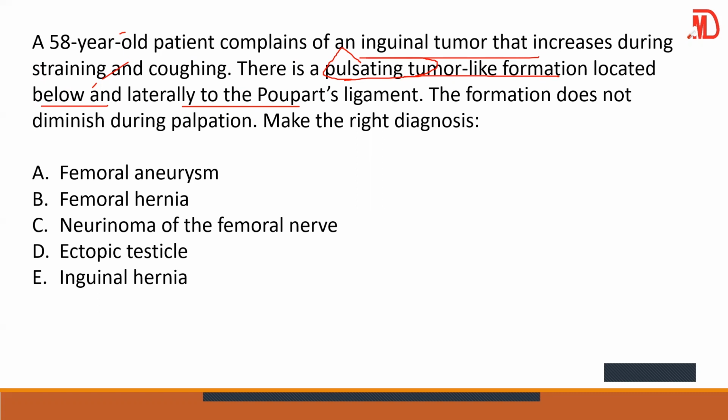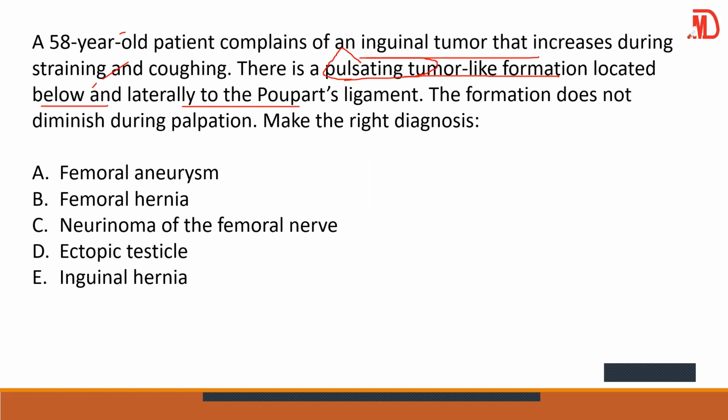Right? So pulsation deals with what? Vessels. So what I'm thinking about is what? A vessel, an artery, or a vein. That is what I am thinking about. So there's no more about hernia, right? Because hernias don't pulsate. A hernia is when abdominal content comes out through the inguinal canal. But over here, they say it is pulsating.